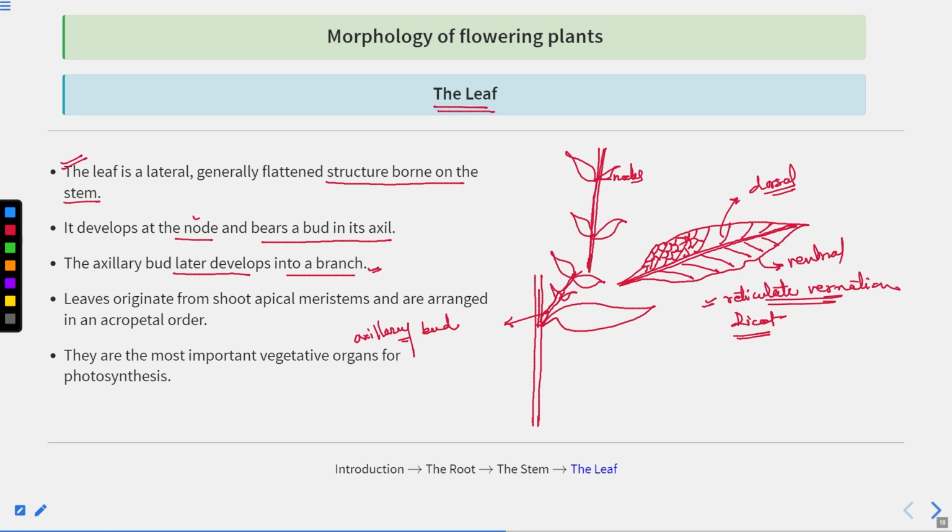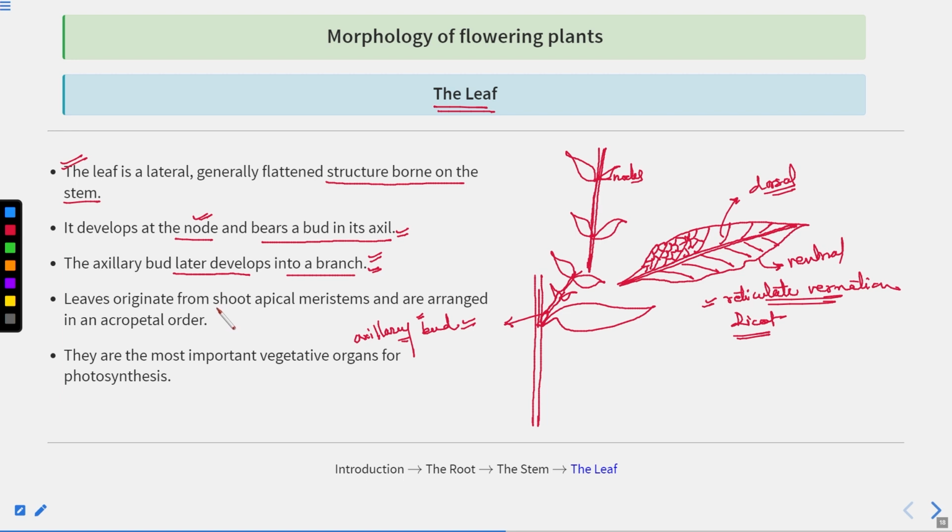And at the nodal region, each leaf bears a bud in its axil. So at the nodal region, the leaf is attached, but at the same time, in the axil of the leaf, there is an axillary bud. Now, when this axillary bud grows, and it is growing because of the lateral meristem. Okay, there is a growth. This is because of the lateral meristematic tissue. And this lateral meristematic tissue divides and redivides and forms the axillary bud. Now, when the axillary bud grows, it gives rise to a new branch.